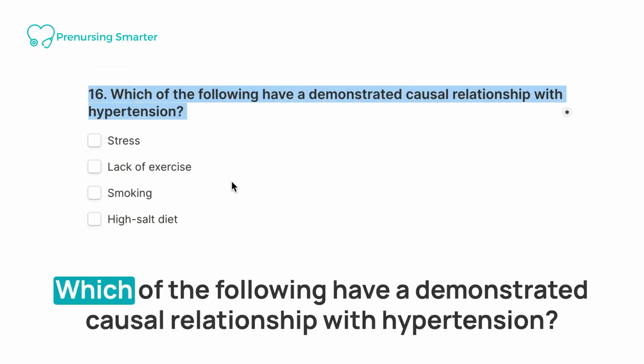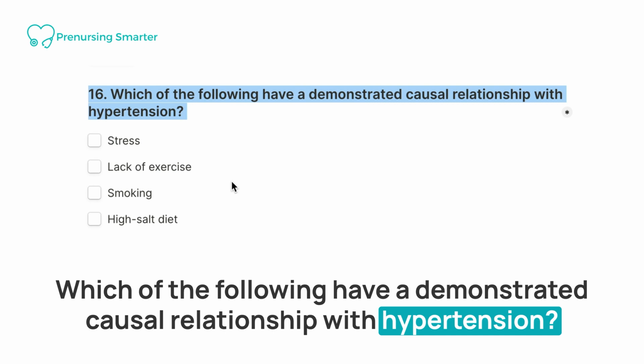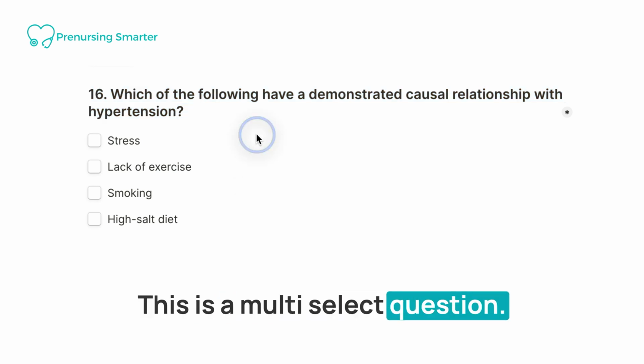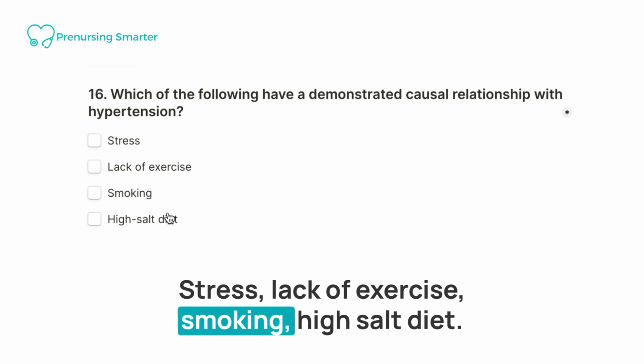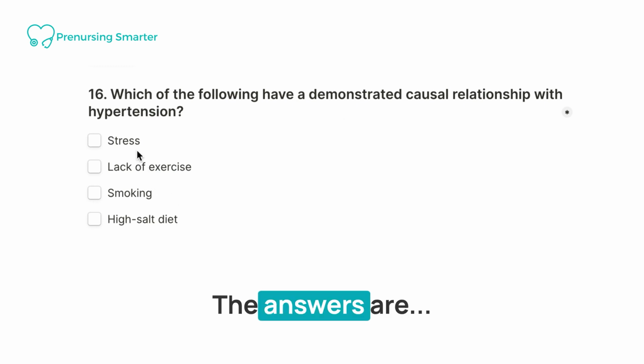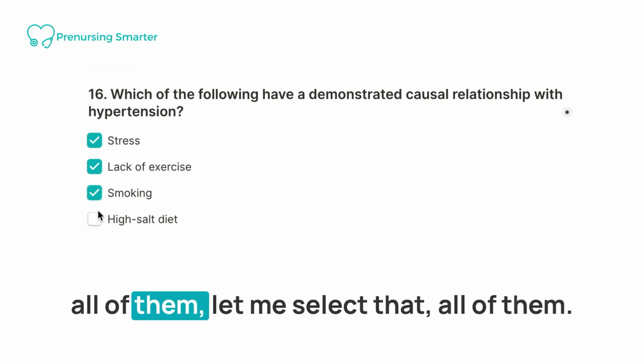Question 16. Which of the following have a demonstrated causal relationship with hypertension? This is a multi-select question. Stress, lack of exercise, smoking, high salt diet. The answers are all of them. Let me select that.